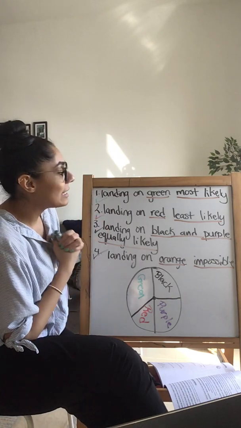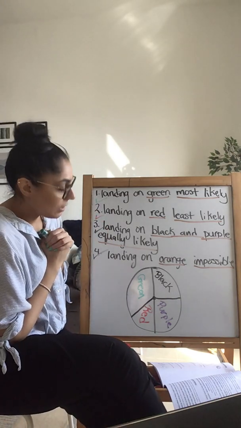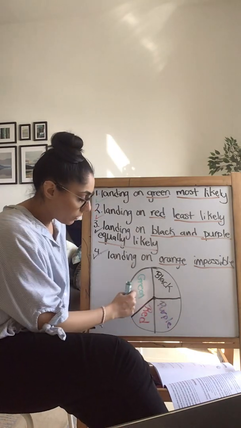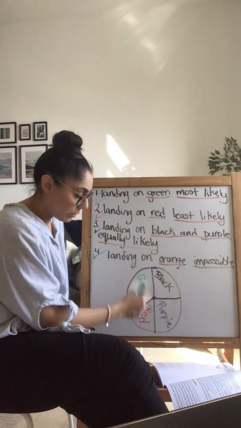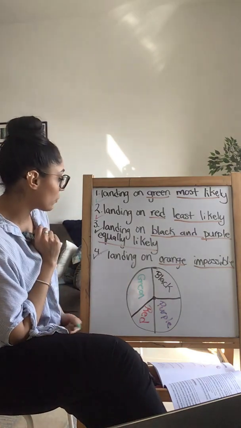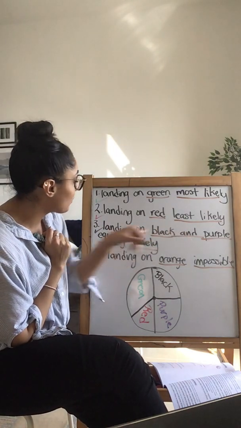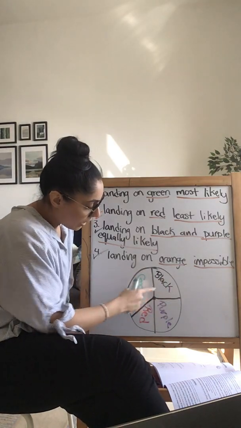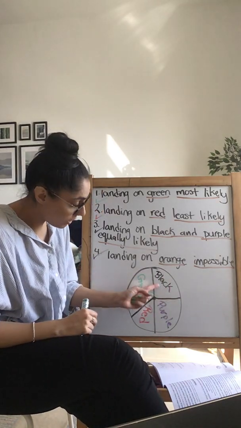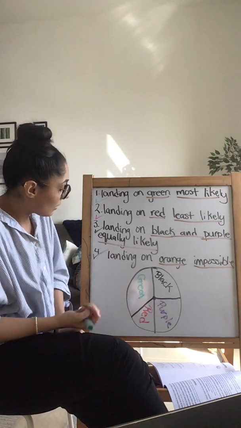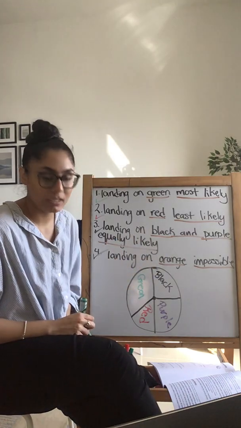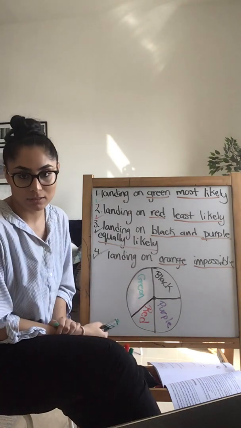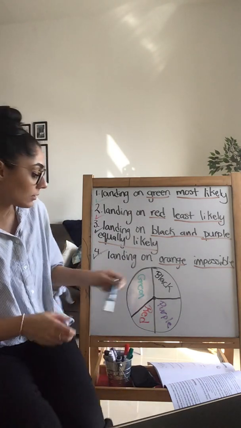2, landing on red is least likely. That is also correct because it's the smallest section of the other colors. So it's the smallest from purple, black, and green. Red is the smallest. That's also correct. Landing on black and purple are equally likely. That means that these 2 sections, the black and the purple, have to be equal, which they are. Okay? And the last one, landing on orange, is impossible, which right away, because I don't see any orange, we know it's correct. Okay? And that's what today's lesson was.